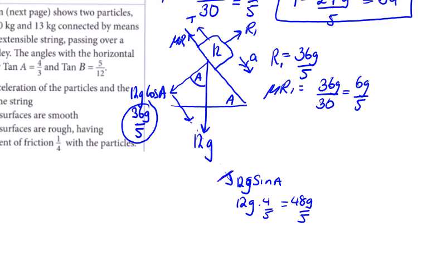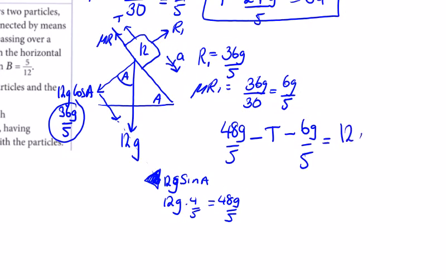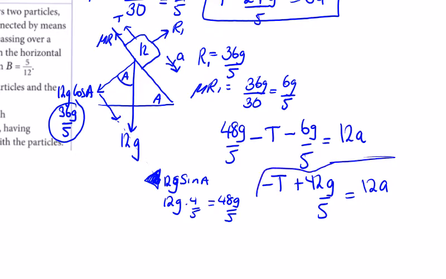The force in that direction is this one here that we pulled out. It's going down that way, so our equation is going to be 48g over 5 minus what's opposing it, which is T, and also mu R, which we've got above, which is 6g over 5, and that's equal to ma, or 12a. If we tidy this up, we're going to get minus T plus 42g over 5 is equal to 12a. So we have another equation.